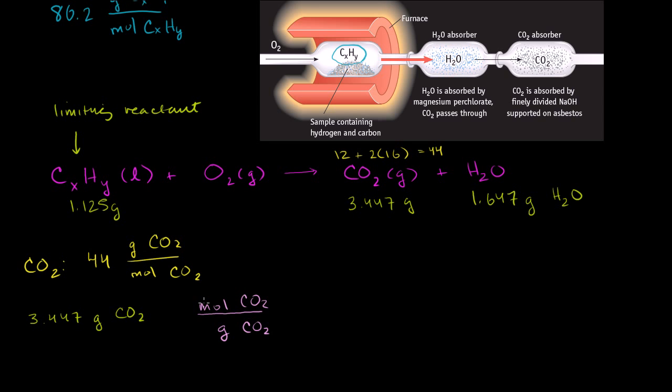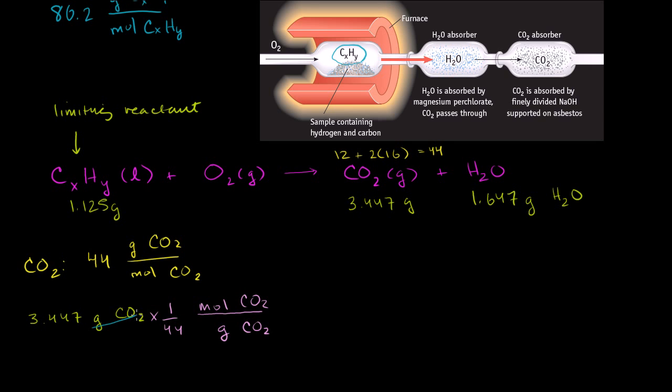Well, that's the inverse of this right here. This is grams per mole. We want moles per gram. So if instead of 44 grams per mole, we have 1 over 44 moles per gram. Or for every 44 grams, we have 1 mole. For every 1 mole, we have 44 grams. I just inverted this. So let's multiply.